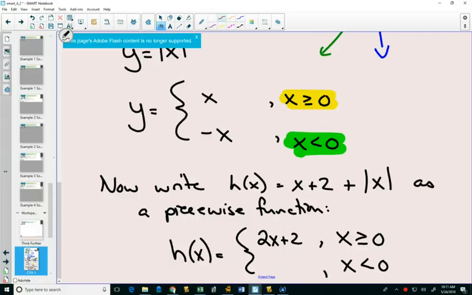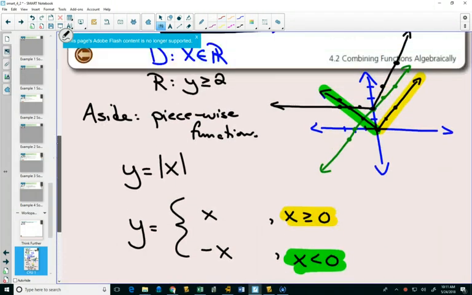Okay? And when x is less than 0, my absolute value is negative x. And if I add negative x to x plus 2, can you see that I would just get 2? And the piecewise function really explains the graph that we got.